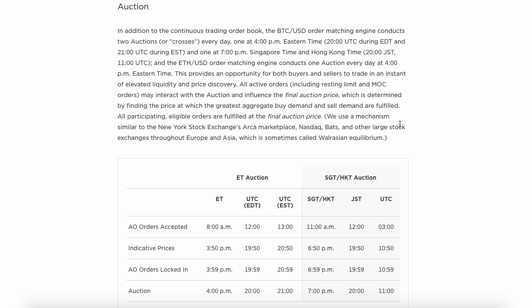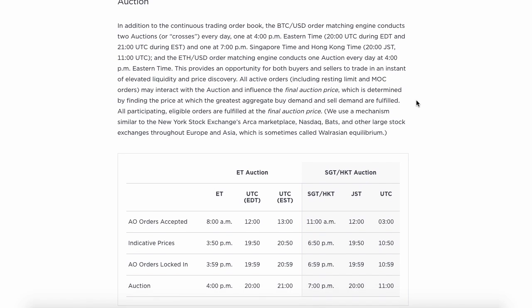The first thing I do want to say is that Bitcoin is auctioned twice a day, and Ethereum is auctioned once a day, as you can see right here. One is for the Asian session, where in Singapore it's a much better time to trade. And then at 7 p.m. Singapore time, as you can see here, and 4 p.m. Eastern time. This gives different consumers in different markets ways to trade.